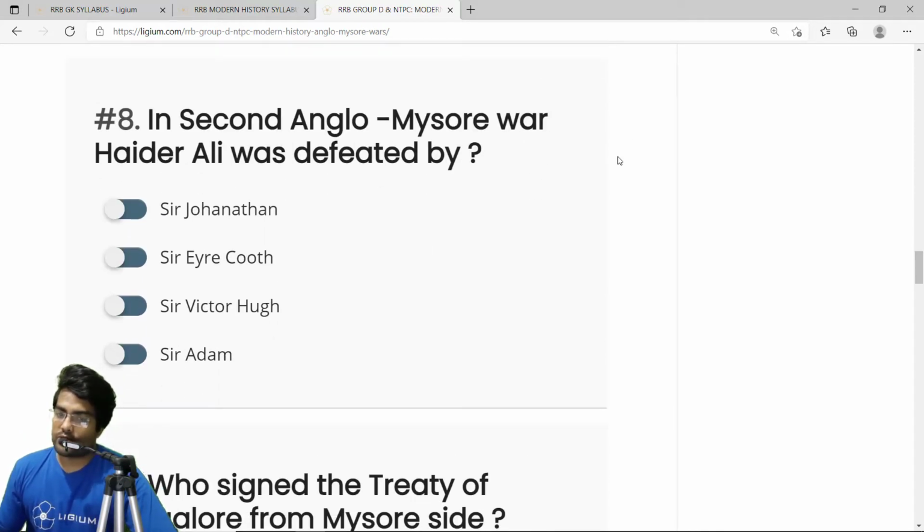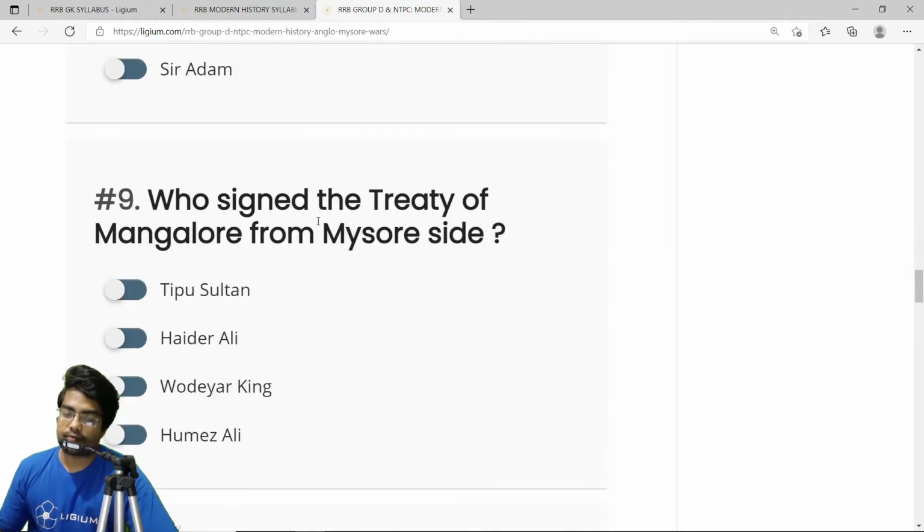And in the Second Anglo-Mysore War, Hyder Ali was defeated by... So there were many battles in the Second Anglo-Mysore War, and in one of the battles, Hyder Ali was defeated by Sir Eyre Coote. So the correct answer is Sir Eyre Coote.